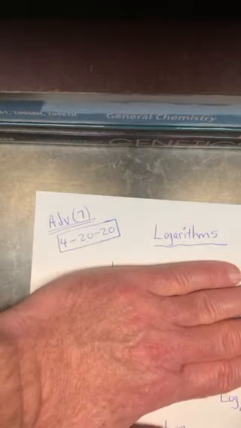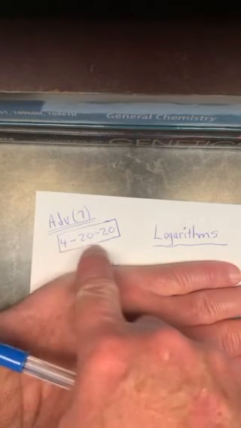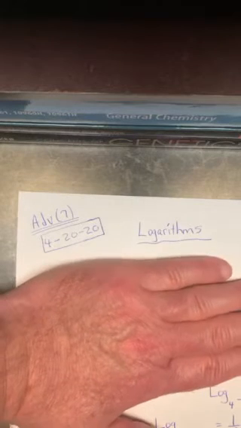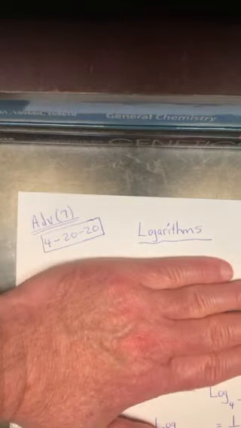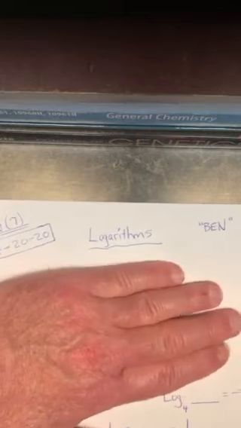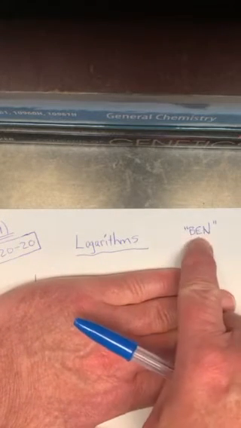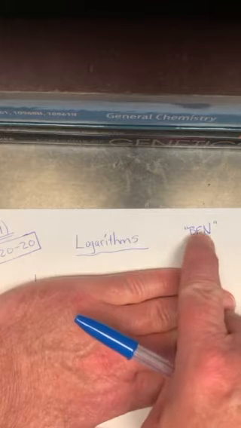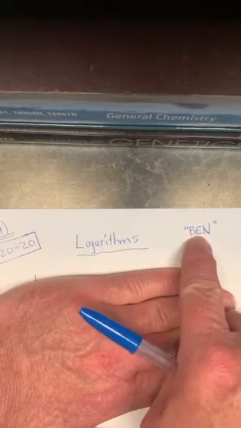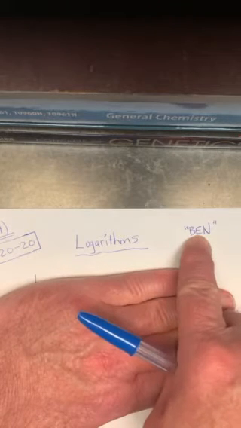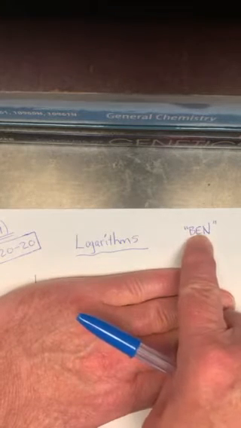So, top left corner, 4/20/20, Monday the 20th. The title is Logarithms. And up in the margin of your paper, by the title Logarithms, I want you to write in quotes the name of your new best friend, which is Ben. Write the name Ben, B-E-N. Now, obviously, Ben is really not your best friend, but it is mathematically right now.